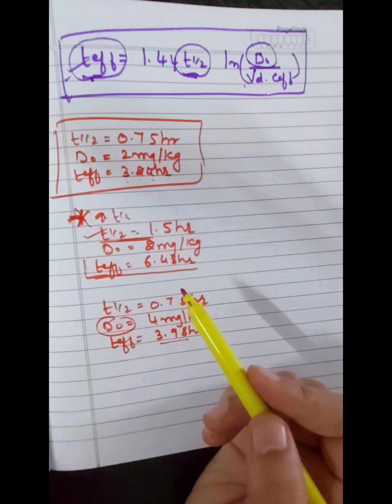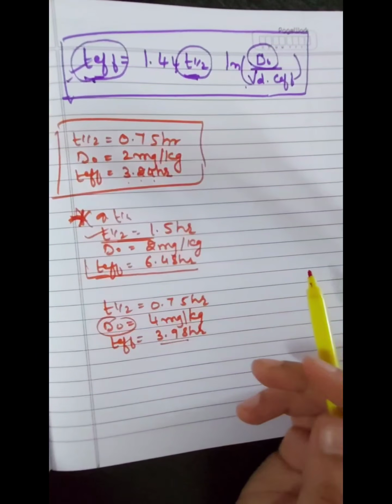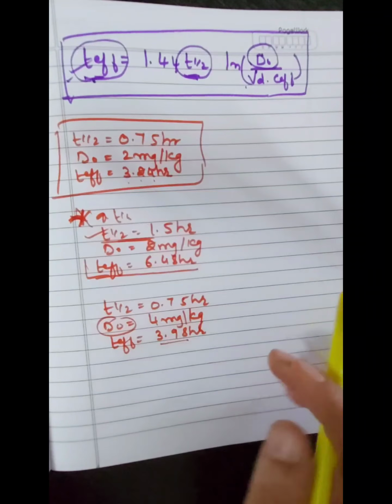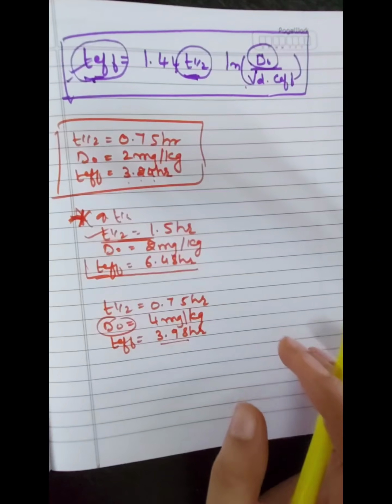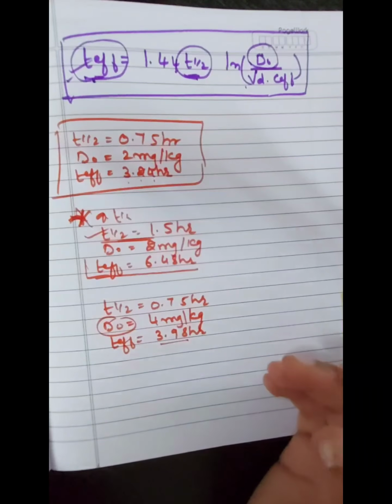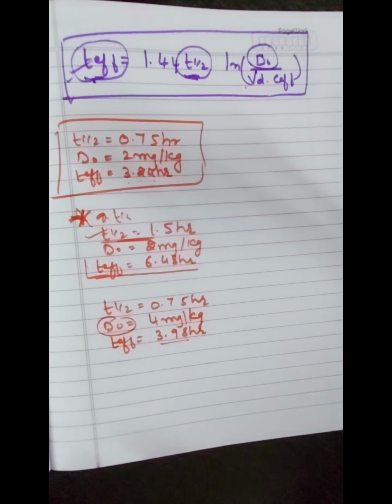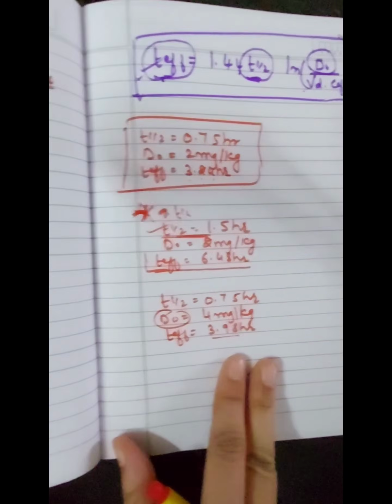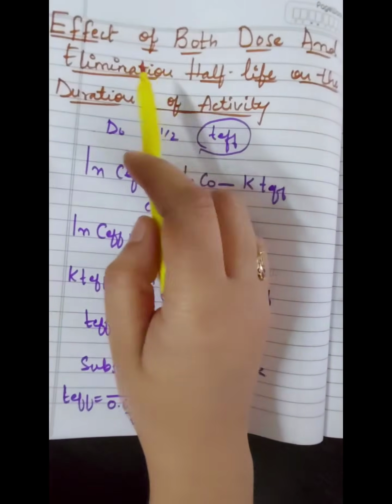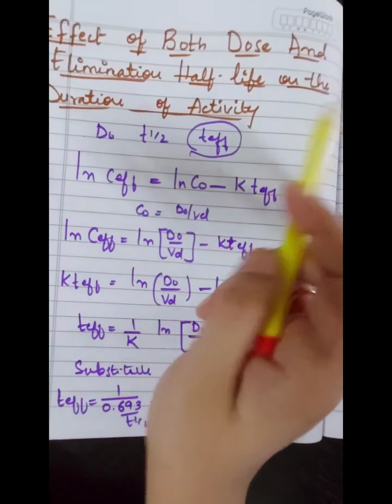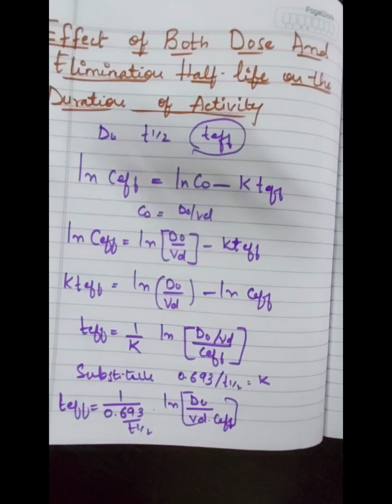So you can say the effect of prolonging the elimination half-life has an extremely important effect on the treatment of infections, particularly in patients with high metabolism or clearance of the antibiotics. So this is the effect of both dose and elimination half-life on the duration of activity of a particular drug.